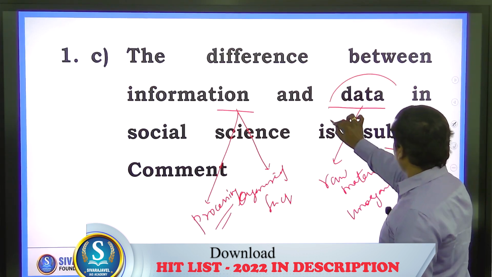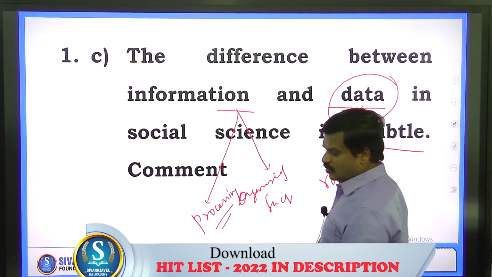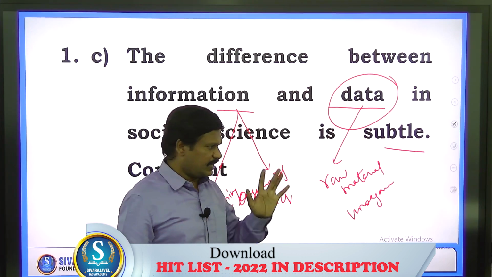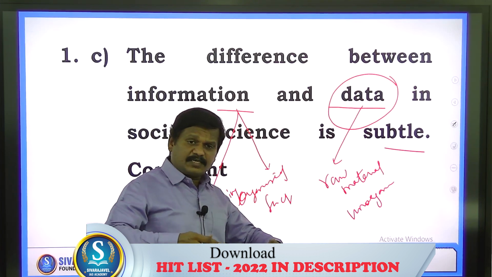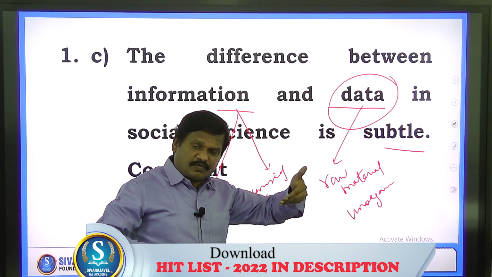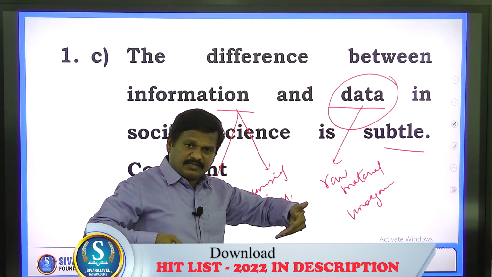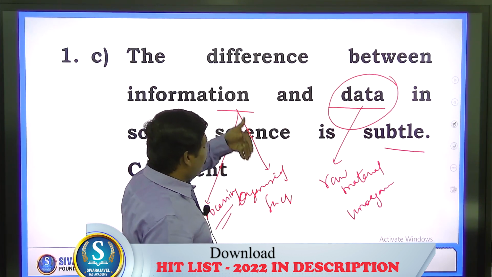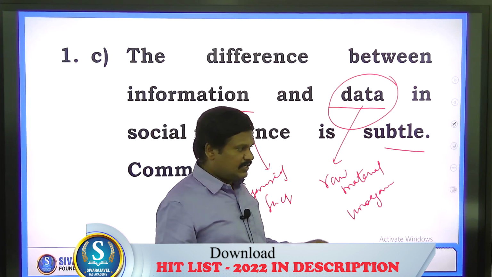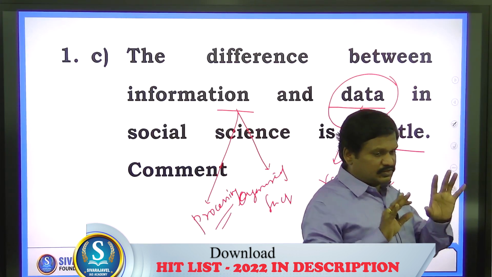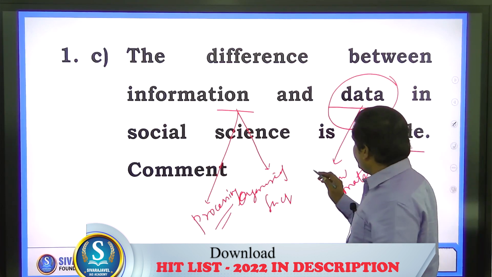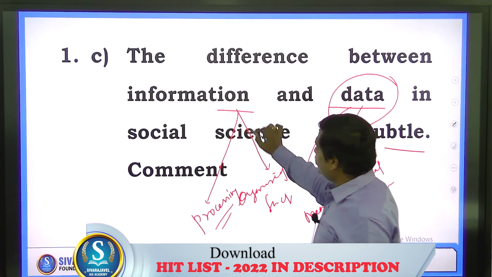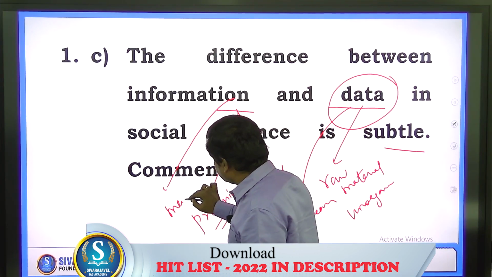Take for example, if the score of a person in the test is given, it is a data. In comparison to the average test score of all students, if this score is compared, then that is what is information. Getting my point or not? Just number is data, it does not have any meaning of its own. So, data is not having any meaning of its own, but information is having meaningfulness.